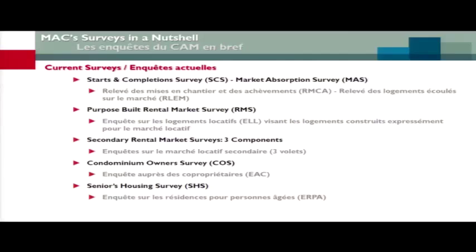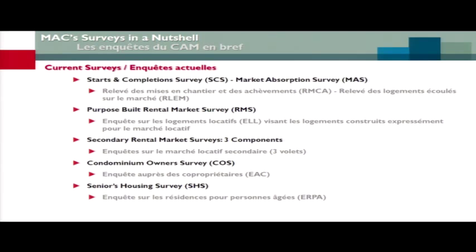First, the surveys. We have 8 major surveys that we're conducting, sometimes on a monthly, quarterly, or annual basis. The starting completion survey is the most important one. It's conducted on a monthly basis. I'm going to talk about that a bit later. The purpose-built rental market survey is the survey that we conduct twice a year.